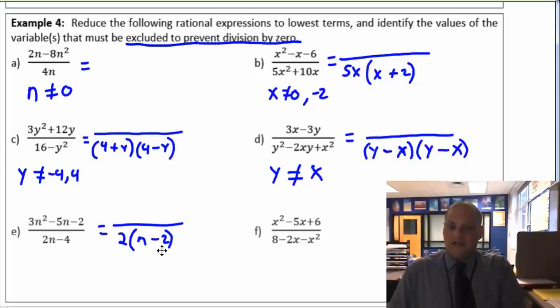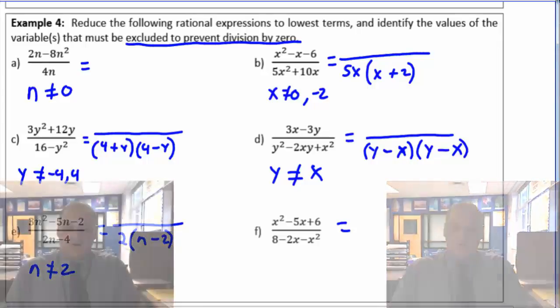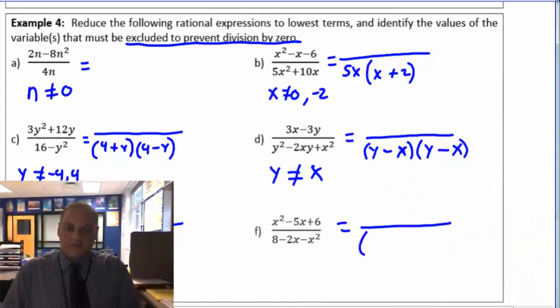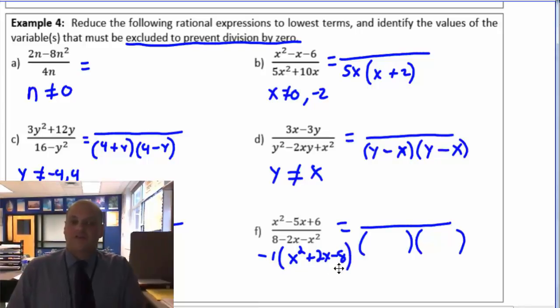All right, n cannot be 2. And then here, for this one, you know what I'm going to do? I'm going to factor out a negative 1. See how it's kind of backwards? Let's factor out a negative 1 right away, and we'll make it x squared. That's just going to change the signs. See that? X squared plus 2x minus 8 if I factor out a negative 1. And I'm just going to make that negative 1 there. All right, so this is going to be x plus 4, x minus 2.